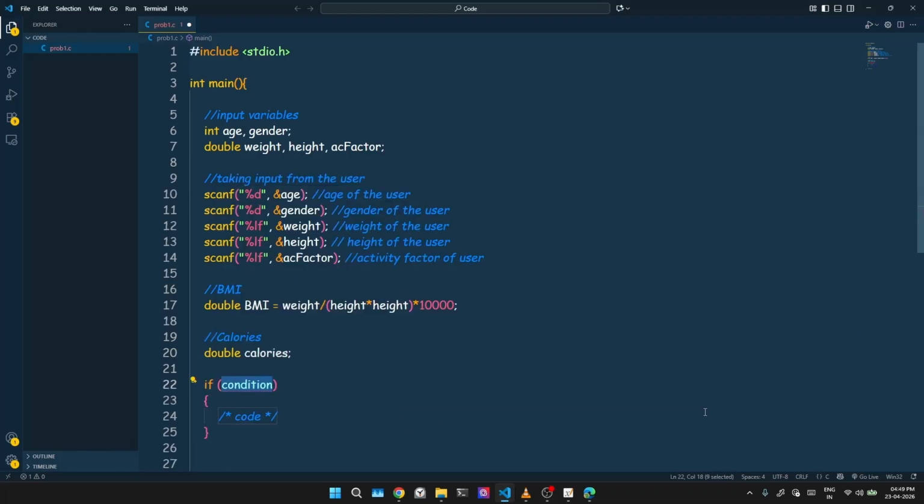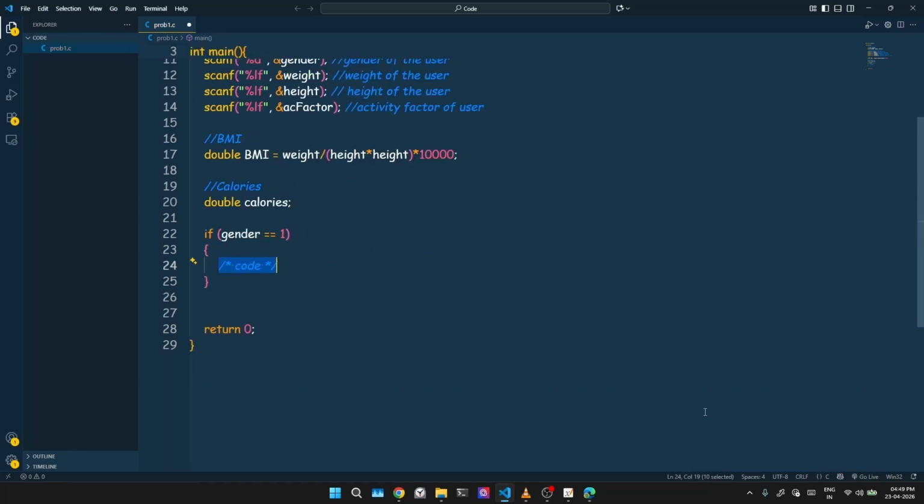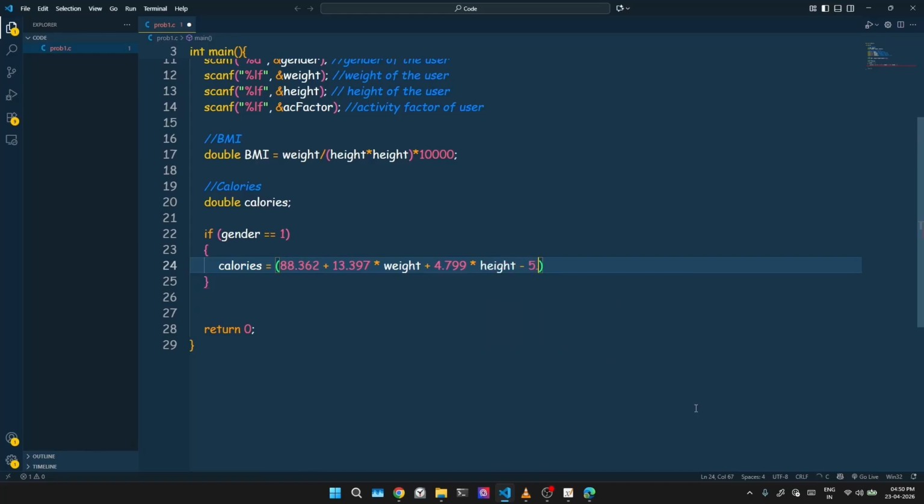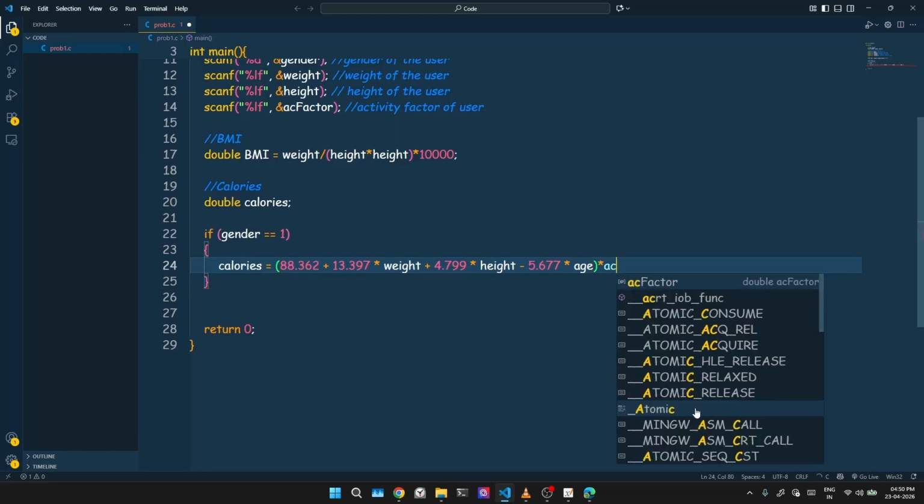If gender is equal to 1, then calories is equal to 88.362 plus 13.397 multiplied with the weight plus 4.799 multiplied with height minus 5.677 into age, and this whole multiplied with the activity factor.